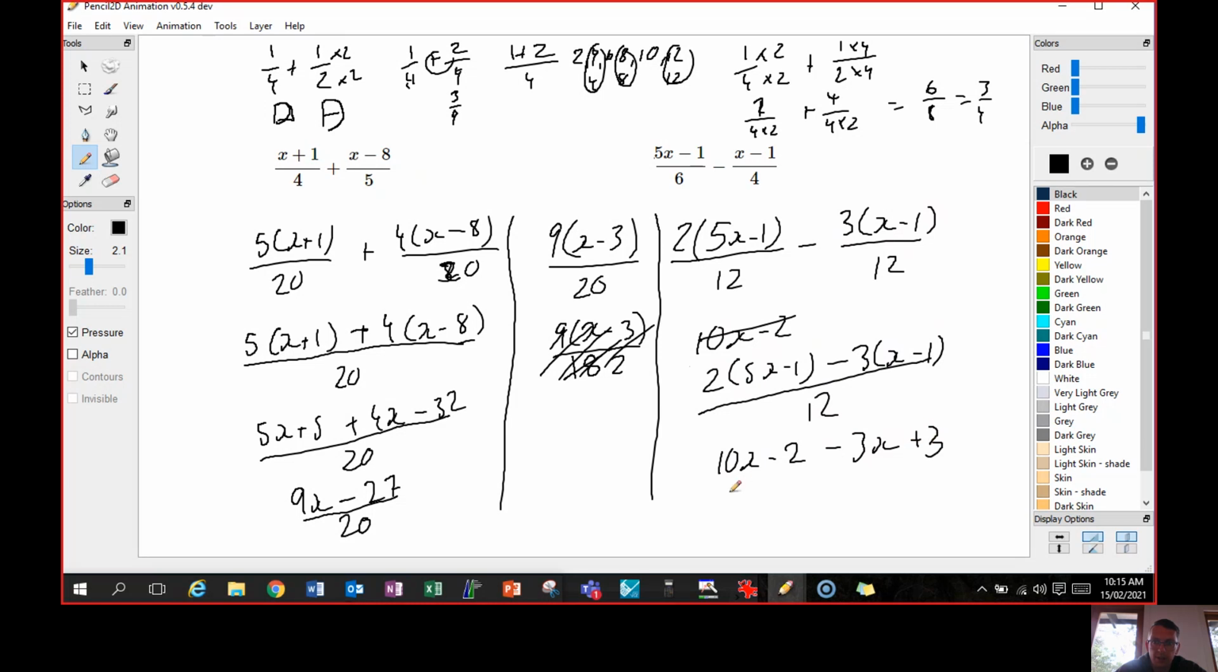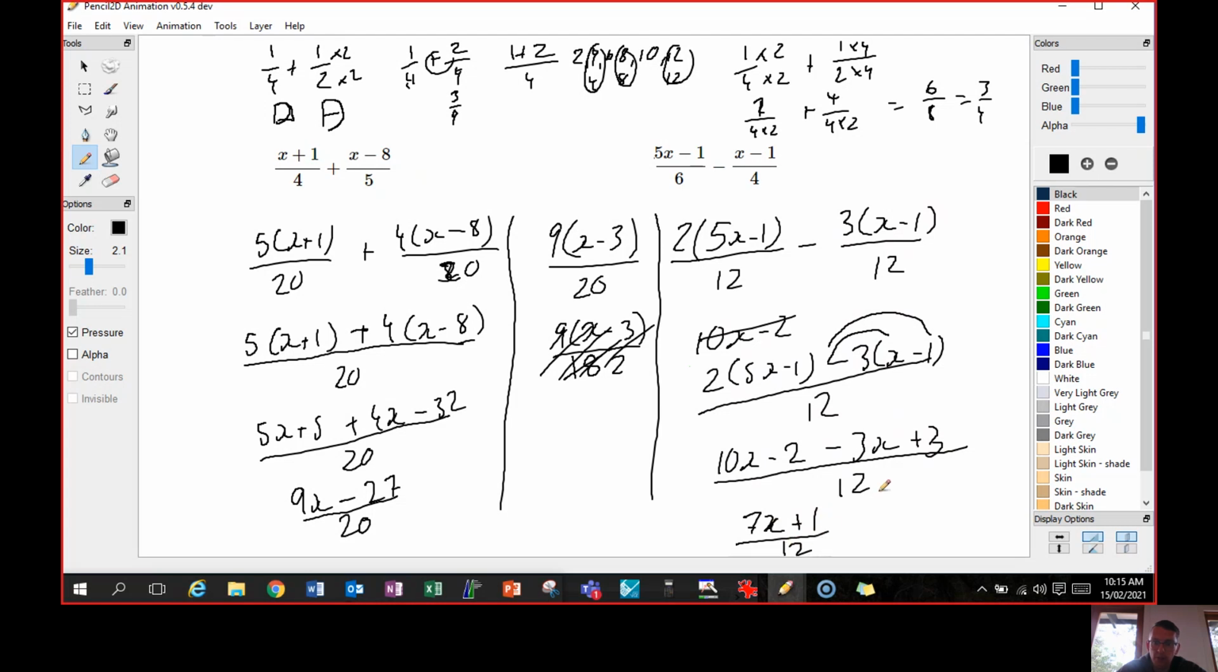Now, don't forget, guys, we need to make sure that we're taking this multiplication and multiplying it out on both of them. So negative 3 times negative 1. So it's going to be plus 10x minus 2 minus 3x plus 3. So I got that right. Now I can collect my like terms, which is going to be 7x plus 1 all on 12.